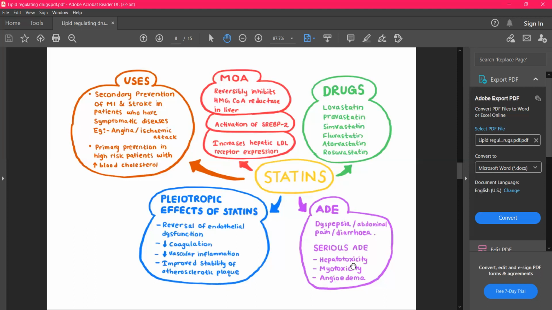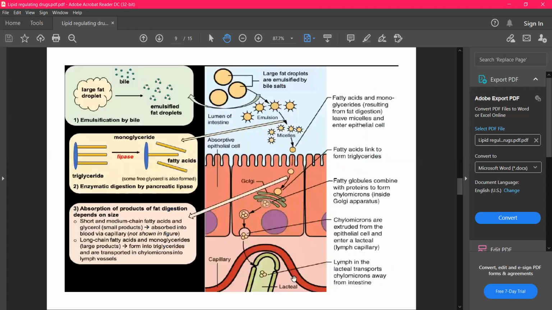It's better to know these. So again, I'll repeat, contraindicated in pregnancy, lactation, and acute liver disease. So if it's contraindicated in, say, a pregnant woman, then what are the alternatives? The alternatives would be bile acid resins, or as now, that too is being replaced by ezetimibe.